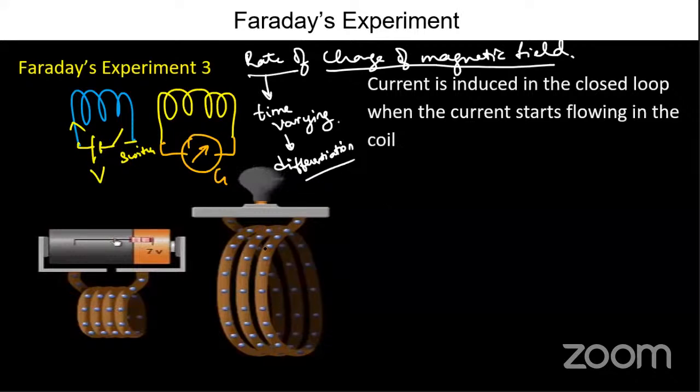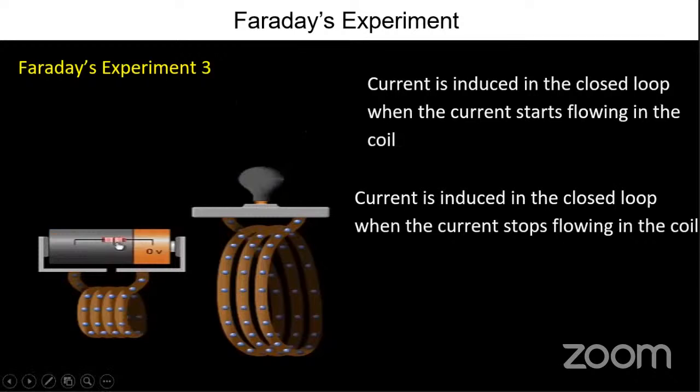So what is meant here? If I have a magnetic field and this magnetic field is varying with time, then there will be production of EMF. So current is induced in a closed loop when the current starts flowing in the coil, and current is induced in a closed loop when current stops flowing in the coil. So these are the two conditions.